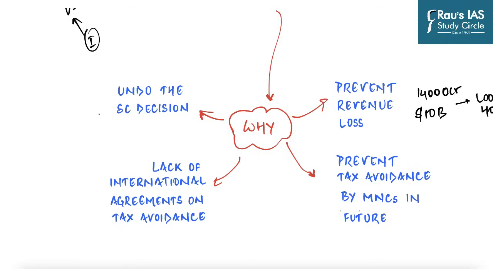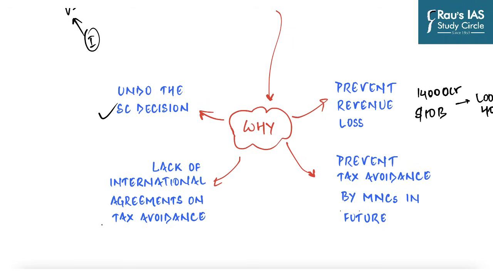Another important reason was to undo the decision of the Supreme Court. In the Vodafone case, the Supreme Court had ruled that the IT Act does not empower the tax authorities to demand tax from Vodafone and accordingly ruled in favor of it. The retrospective amendment was brought in order to undo the decision of the Supreme Court.